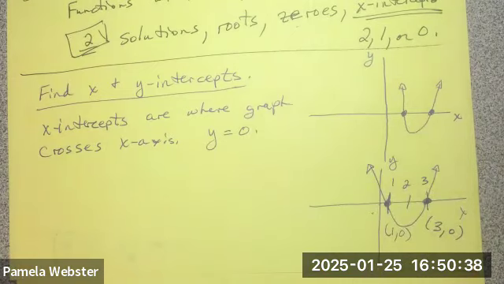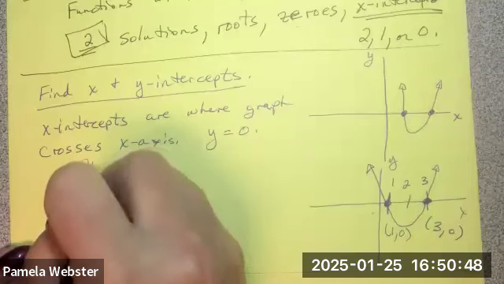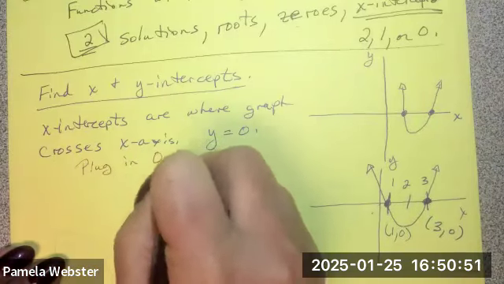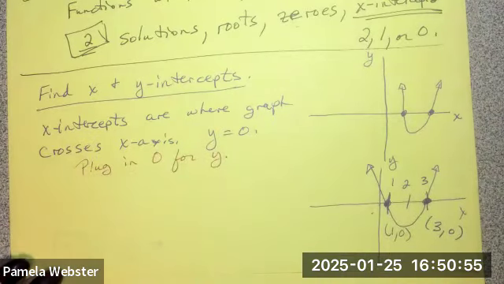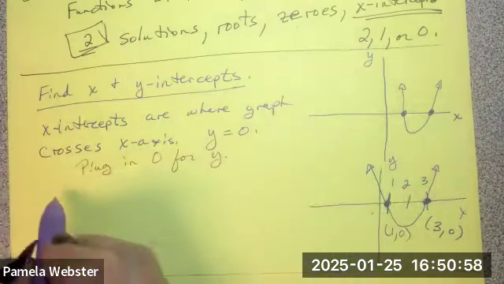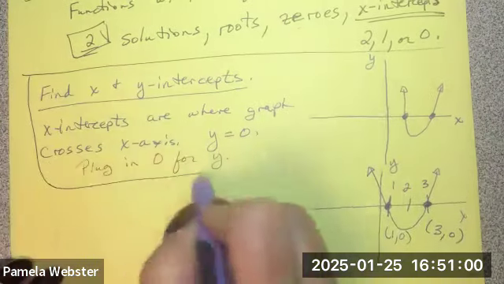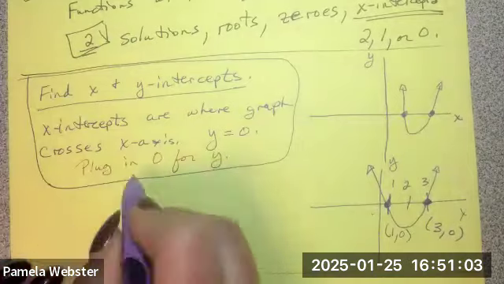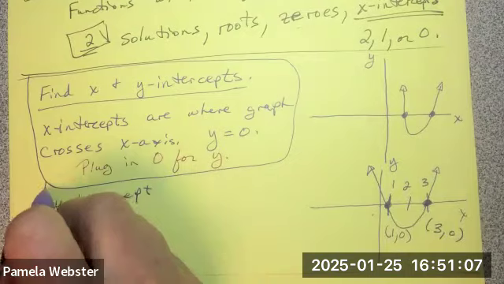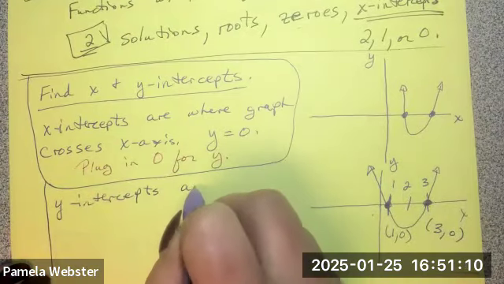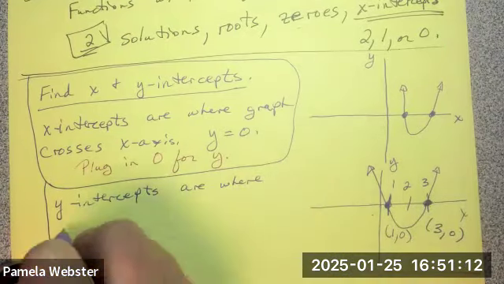So if I ask you to find x-intercepts, what are you going to do? And in my head, I hear you saying, we're going to plug in 0 for y. And that's exactly what you're going to do. Okay. Plug in 0 for y. And that happens anytime you want to find the x-intercept. Okay. And so that all goes together. And then what about the y-intercepts? Okay. Very similar, but they're where the graph what?